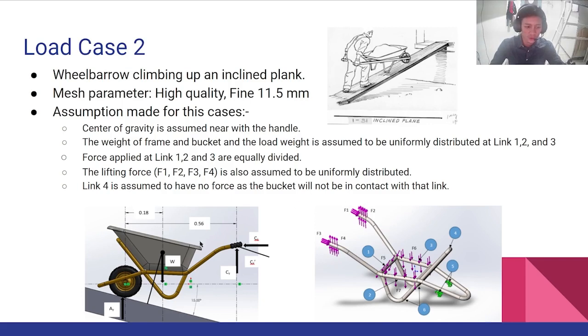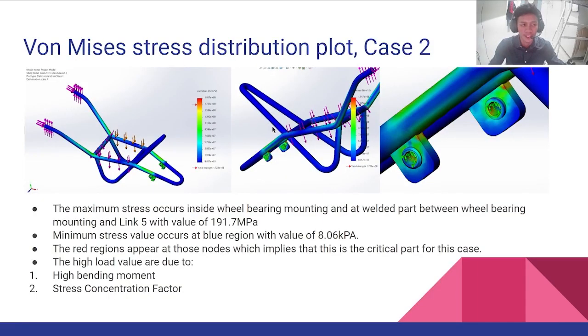For the force, we use the free body diagram method to find the values of the force at the handle, the center of gravity, and the reaction at the wheel. For link 4, we assume that it will have no force because the bucket will not contact that link. This is because we assume that the bucket will move backward while climbing up the inclined plane. Next, after we are done with the FBD analysis, we continue with the bond basis stress distribution.